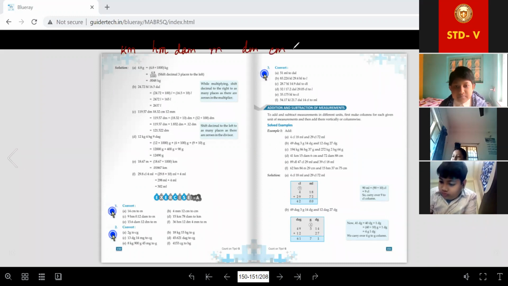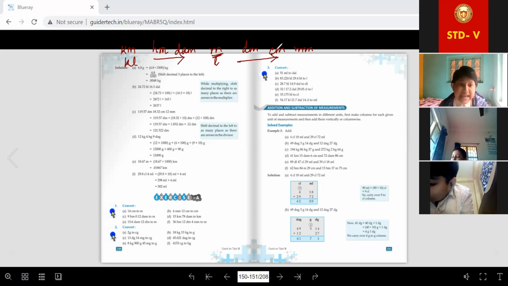Decimeter, centimeter and millimeter. Here the standard unit is meter. Suppose you can write taking the standard unit liter, then kiloliter, hectoliter in this way, okay? One more thing, listen. When we are moving from left side to right, then we will have to multiply. For how many places we are moving, we will have to put that many zeros.